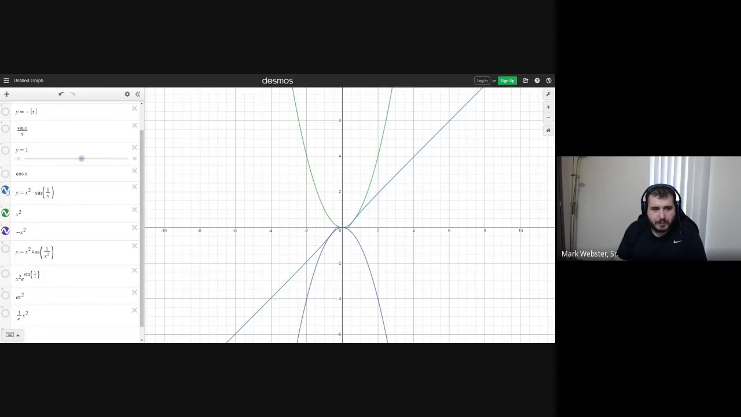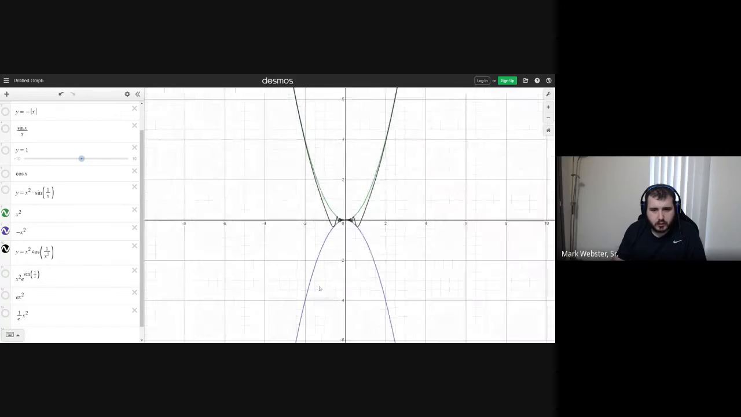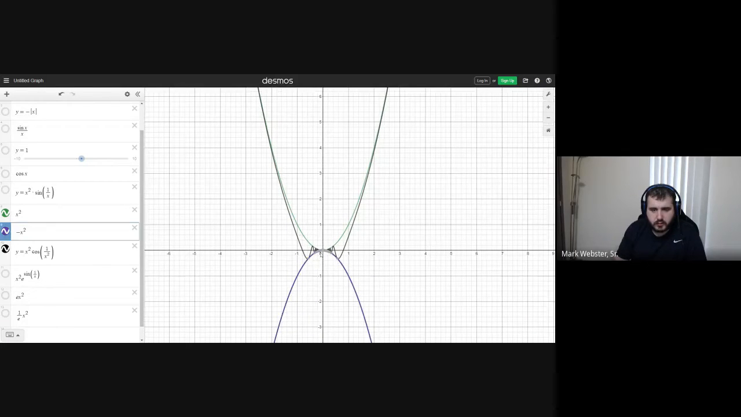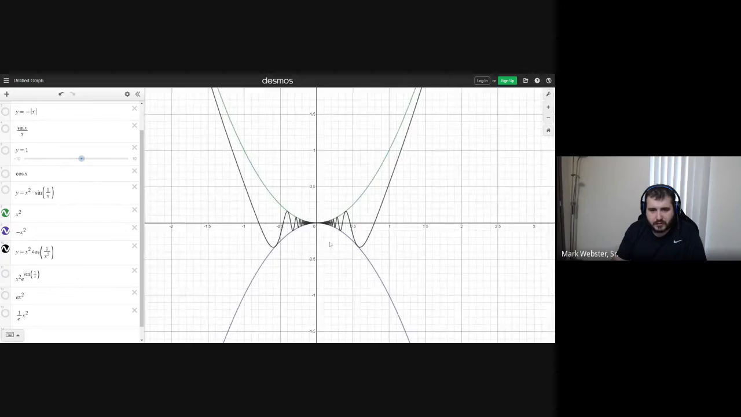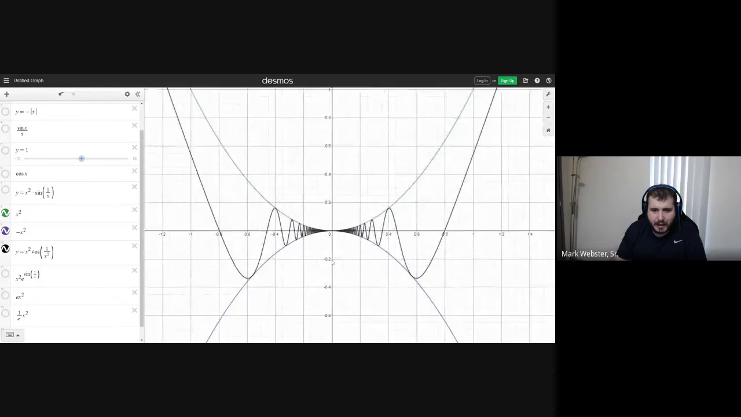So I've done that. Let me show you a couple more. Here's another one. So this black one that I just put up, you can see is x squared times cosine of 1 over x squared. And again, you sort of see that the green line and the purple line sort of hang out right along the edges of that black line. And as we zoom in, we can see even better how that looks, right?